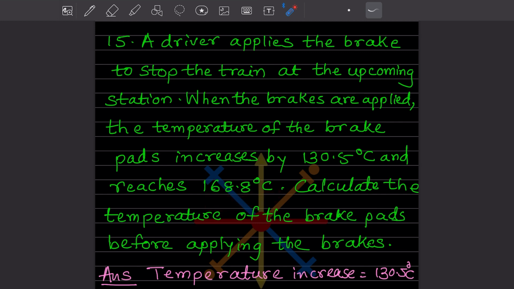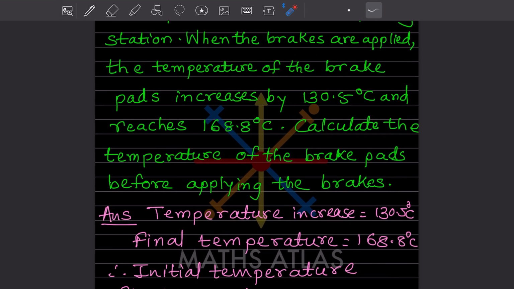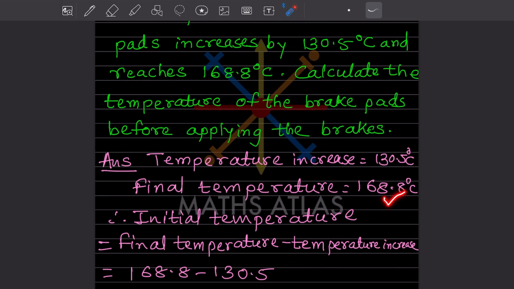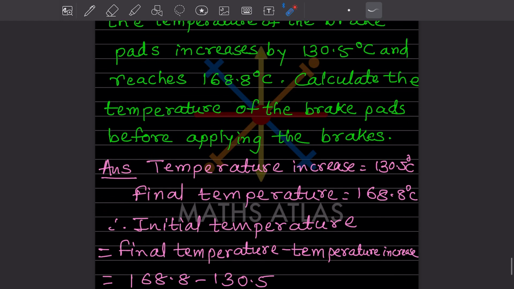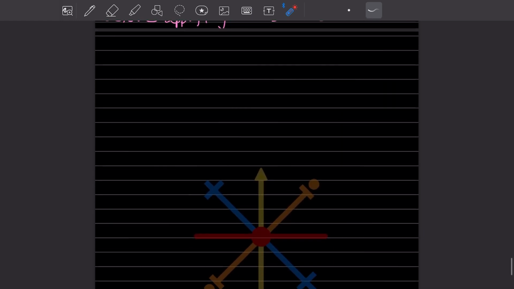So now what did they say? Calculate the temperature of the brake pads. Initial temperature is equal to final temperature minus temperature increase. So you're going to subtract. This is the final temperature minus the temperature increase. That is the initial temperature, which is 38 degrees centigrade. So we want the temperature of the brake pads, right? Hope you have understood this one.